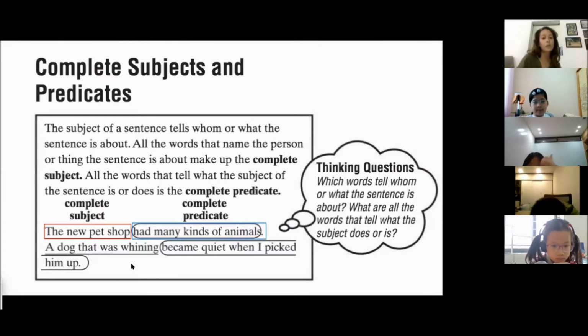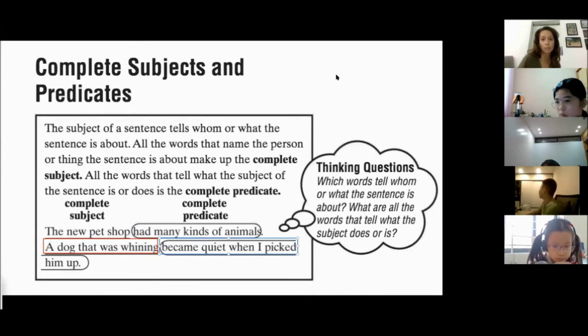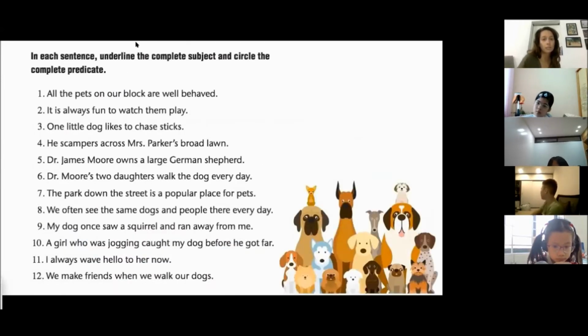A dog that was whining became quiet when I picked him up. Complete subject is a dog that was whining. So our simple subject is dog, but all the words, a dog that was whining. And our simple predicate would be became, but all the words, became quiet when I picked him up. Okay, so let's underline the complete subject and circle the complete predicate.